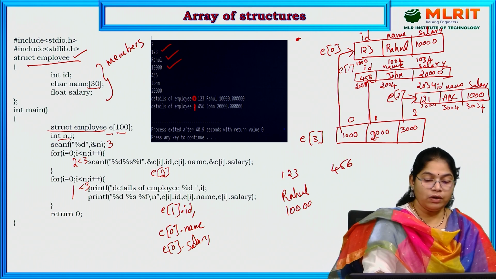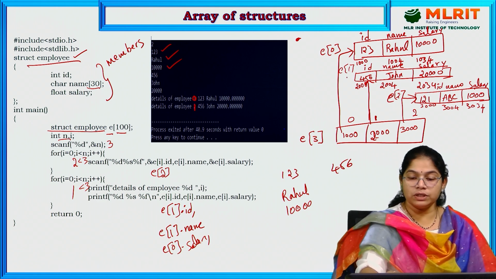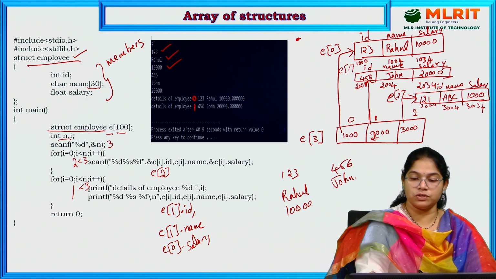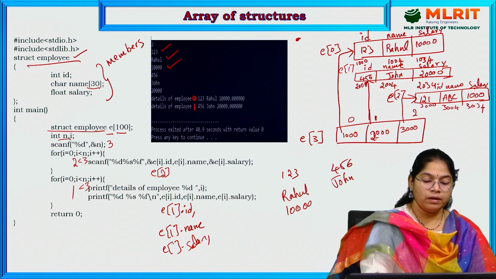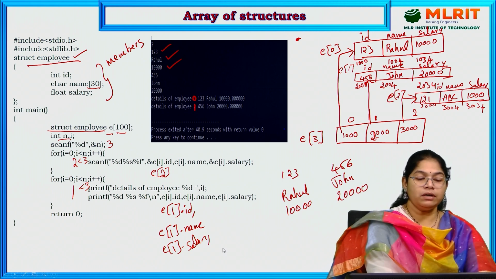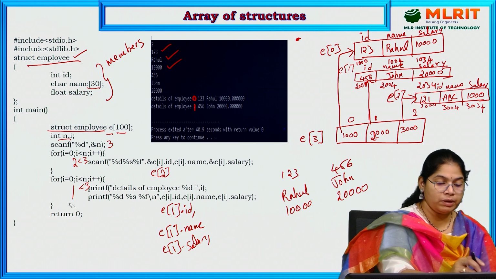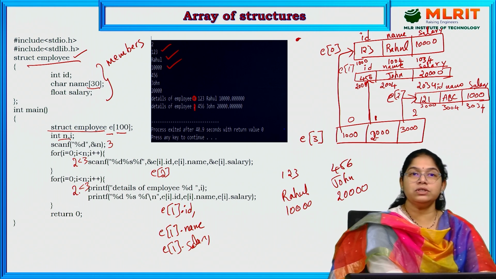And then E of I, where I value is 1, E of 1 name. Here the structure member is the name. In that we have the name of the employee as John. Then E of I, where I is 1, employee 1 salary will be printed. But still we are in true. Again I plus plus, now I becomes 2. 2 less than 3, condition is true.